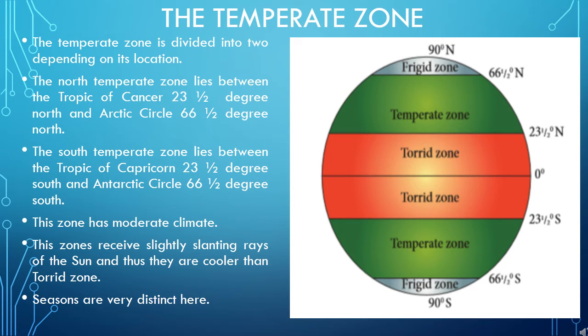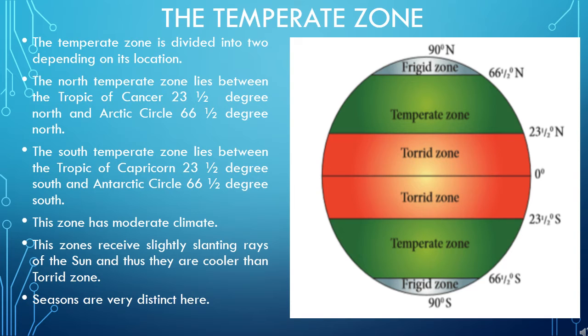Students, now let us talk about the temperate zone. First of all, look at the screen and see the temperate zone properly. Now after noticing the torrid zone, I hope you can understand what the color depicts. The color of temperate zone is green, and that tries to tell us that it is not as hot as torrid zone is, right? Why is it like that?